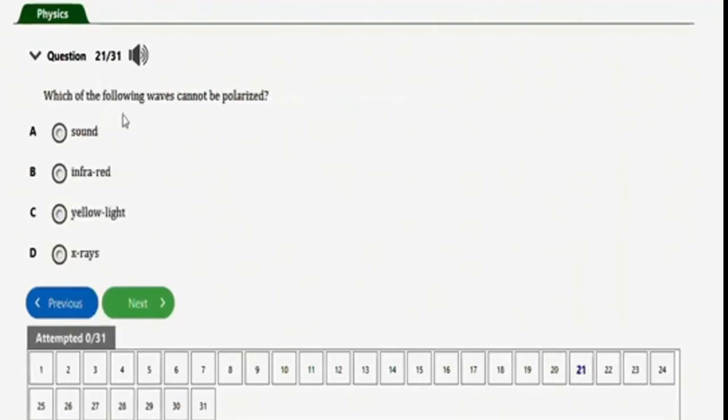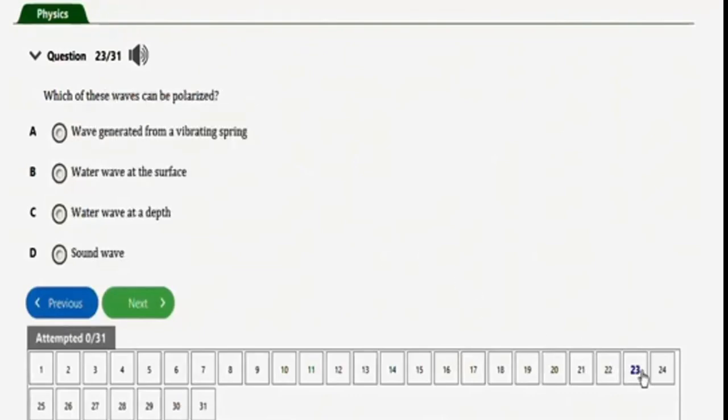It says which of the following waves cannot be polarized? So it's obvious, sound wave, option A. So let's go to the next one, which is this one. It says which of the following is not a transverse wave? The correct option is option C, which is sound waves. Alright, so sound waves are not transverse waves. So let's go to the next one, which is this one.